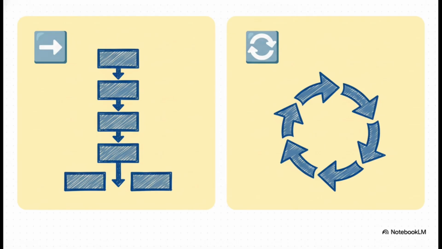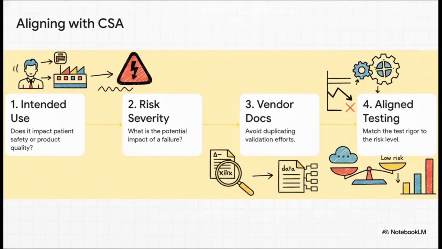So GAMP 5 has completely embraced the Agile model. Instead of pretending we have all the answers up front, it encourages a discovery mindset. We build, we test, we learn, and we adapt in short cycles. This is a huge deal because it means our validation process can be just as flexible and smart as our development process. And the beautiful part is that this modern way of thinking lines up perfectly with where regulators like the FDA are heading with computer software assurance, or CSA.